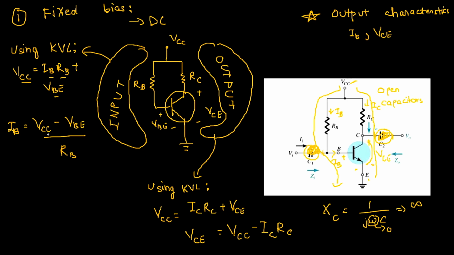And one thing is, VBE is a fixed value, but it depends on the type of material that we use. For silicon, it's 0.7 volt, and for germanium, it's 0.3 volt. But silicon is what is usually used for making BJTs. So unless it's specified in the question, we are always going to assume that the value of VBE is 0.7 volt.